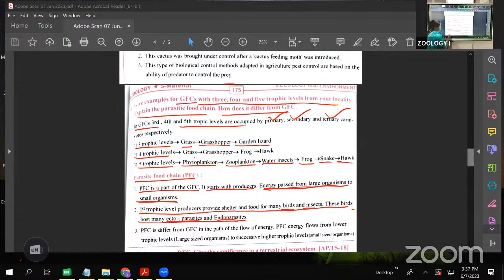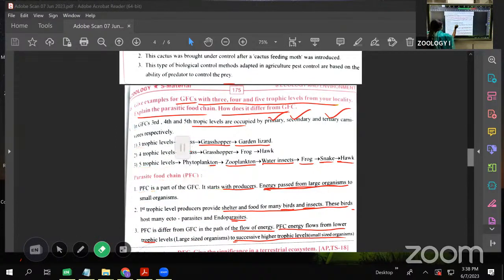Next, the parasitic food chain differs from the GFC in energy flow. In the GFC, from the low trophic level to the high trophic level, energy goes from smaller to larger organisms, but here it goes from larger organisms at the lower trophic level to small organisms at the higher trophic level. This is the opposite of the grazing food chain. For the long answer, this is also important: 3 types of food chain.